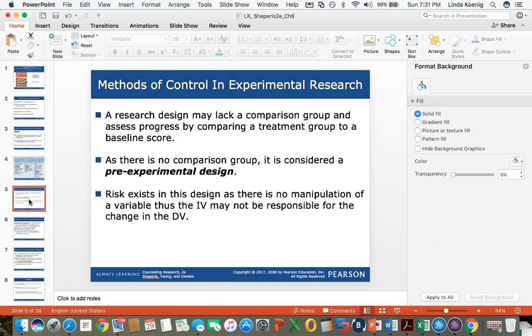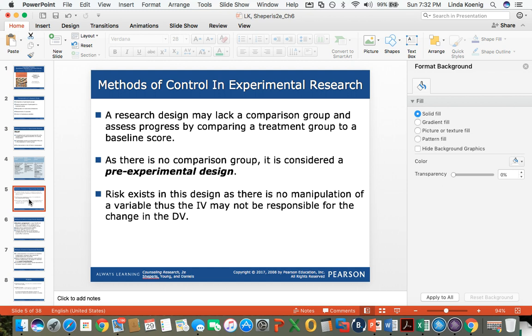All right, so methods of control in experimental research. So a research design can lack a comparison group, and it can assess progress by comparing a treatment group to a baseline score. A while ago when I said instead of having two different groups, we can compare that group to itself. So if we did that, we would take a baseline score and then we would compare the outcome score with the baseline to find out, how do they compare? Was there improvement? Did it get worse? Did it get better? That kind of thing.